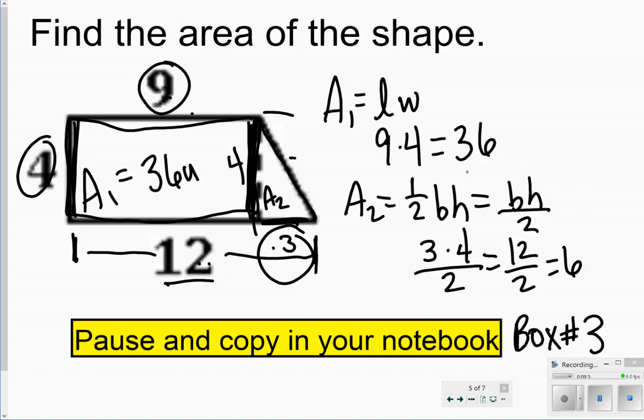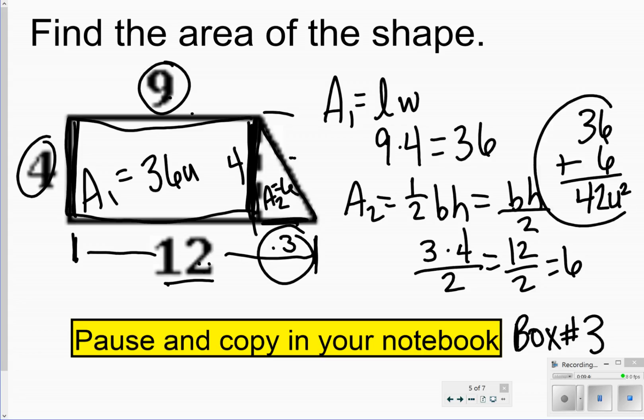And we want to combine the two areas. So this is 6. If we have 36 and we have 6 more, we know that we have 42. And there's no units given, so we're just going to call it units squared. Squared because we're talking about area. Make sure you have this information in your box number 3 on your math notebook.